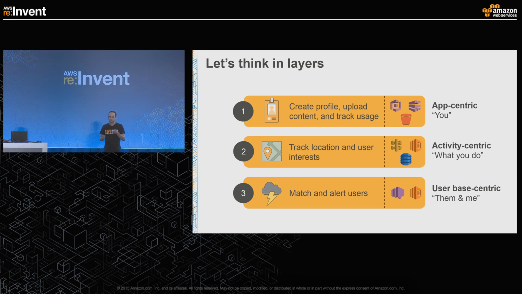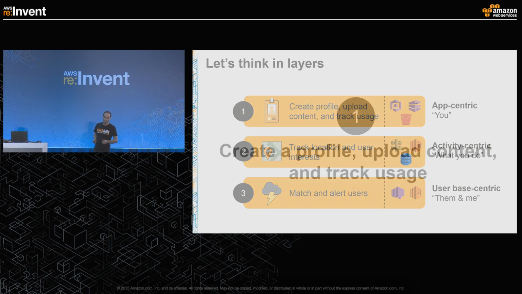If we want to build this with AWS, on the right side, you see the service icons of what we would use. So for the first layer, we're going to leverage Amazon Cognito, Amazon Mobile Analytics, and Amazon S3. For the second layer, we're going to leverage Amazon API Gateway, AWS Lambda, and also DynamoDB to store the interests. And lastly, when we match and alert users, the matching logic, we're going to put it into a Lambda function. And to notify the users, we're going to use Amazon SNS Mobile Push. All right, so let's go through this one by one.